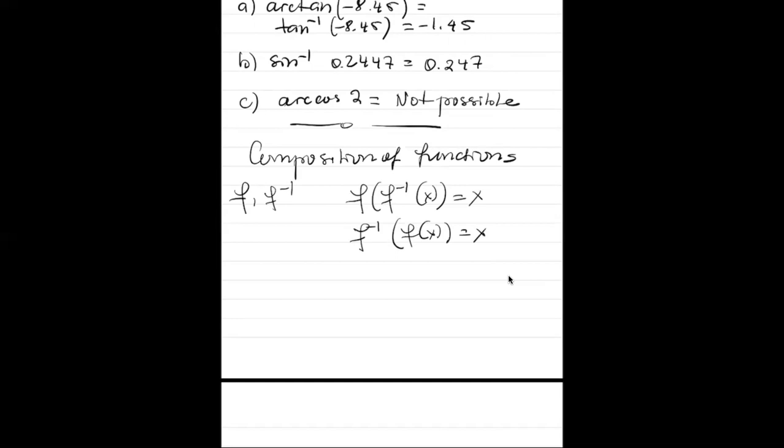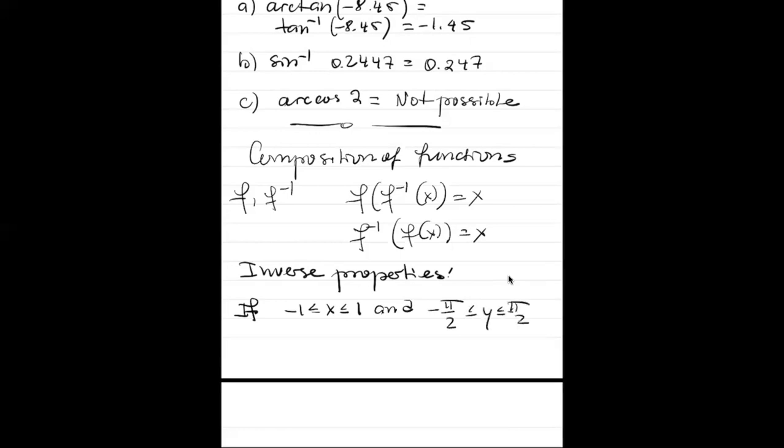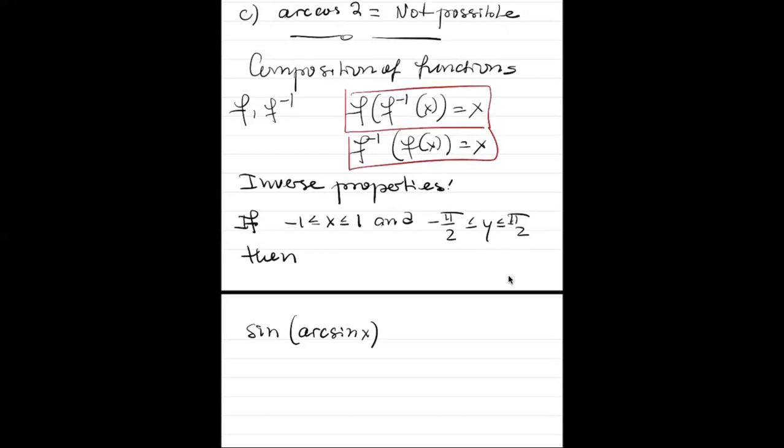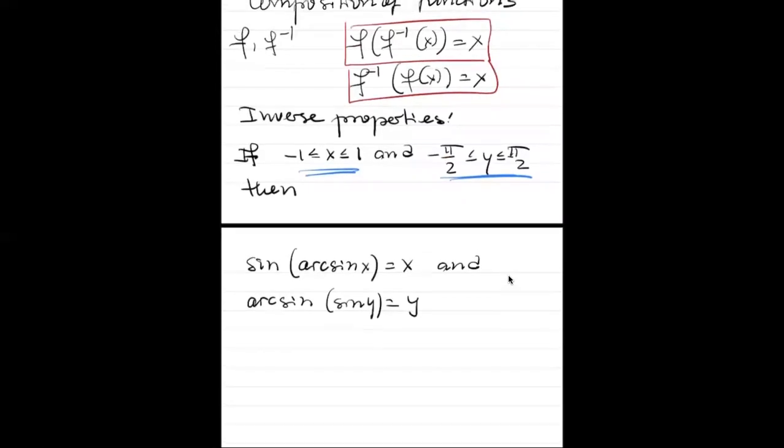So, inverse properties of trig functions. If x is between -1 and 1, and y is from -π/2 to π/2, then if we compose the sine and inverse sine or arc sine of x, based on those two formulas, this is exactly x. And if we do arc sine of sine y, reverse the order, you get y. But you need to have those restrictions for the cancellation process. x has to be between -1 and 1, and y between -π/2 and π/2.